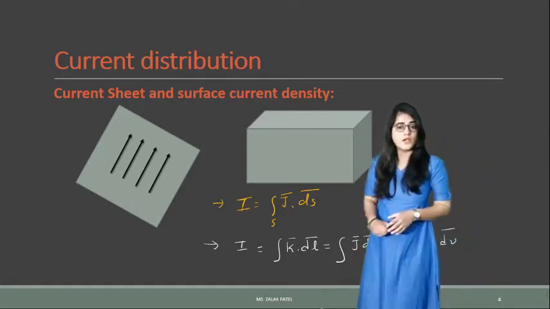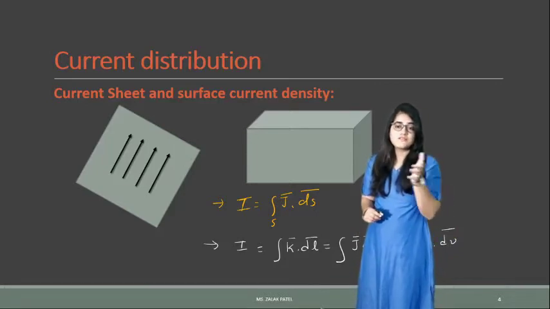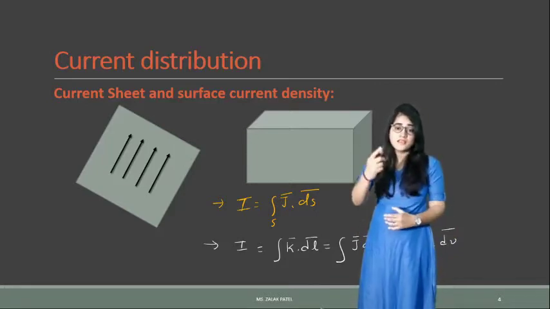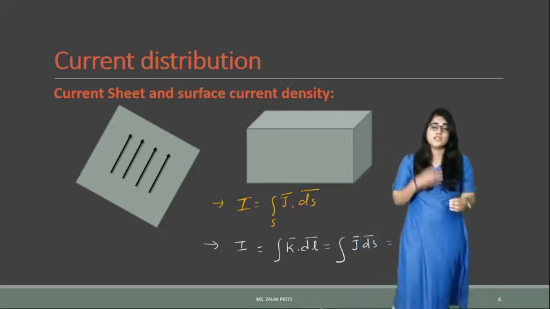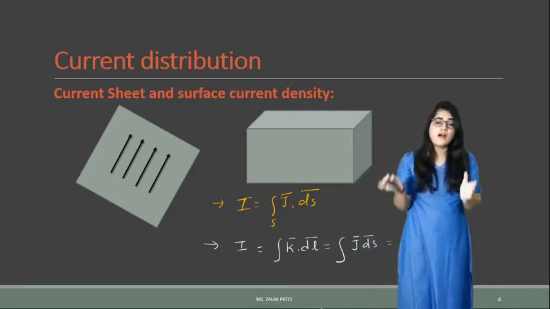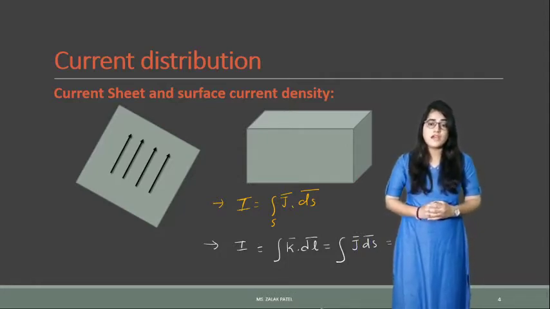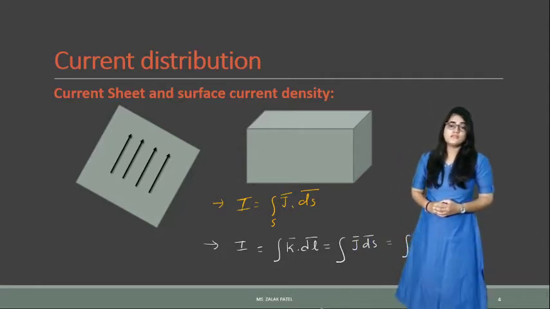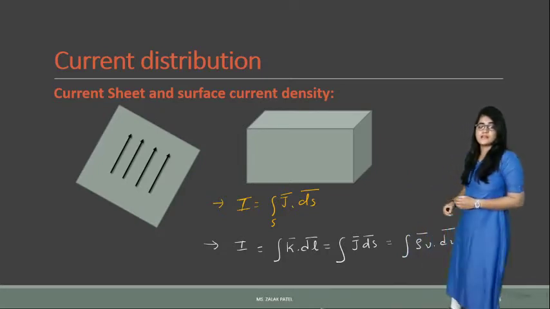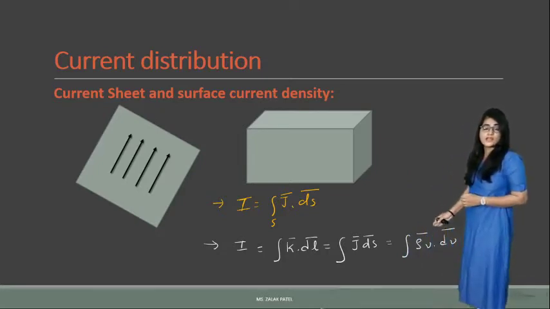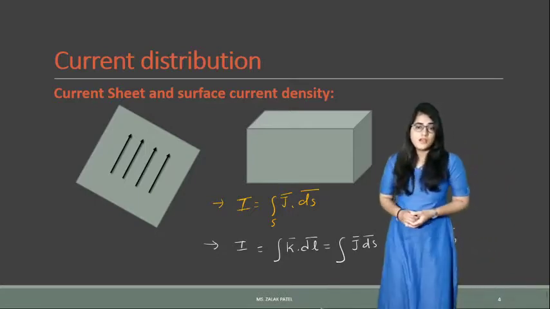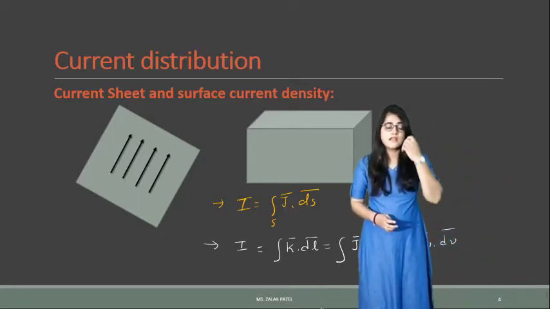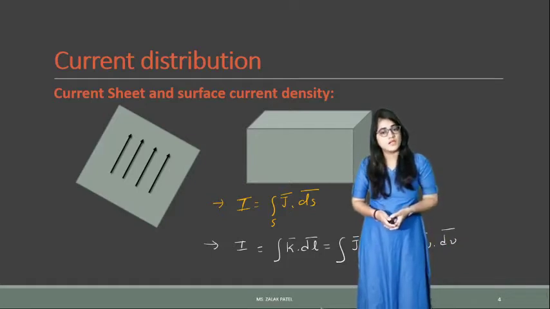If I say per volume, then we denote it with rho v. In case of charge distribution we take the unit coulomb per meter cube, but here we talk about current distribution, so the unit is ampere per meter cube. Our equation becomes the integration over rho v dv, which gives the total current I. Rho v is the volume density, and its unit is ampere per meter cube.